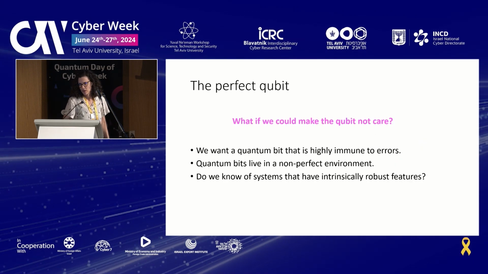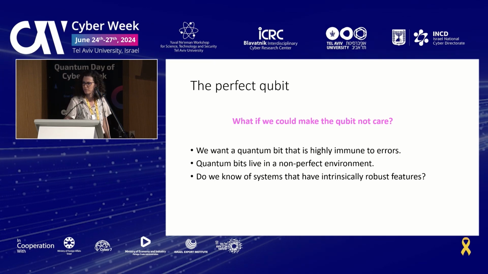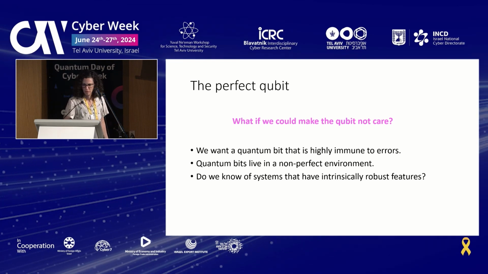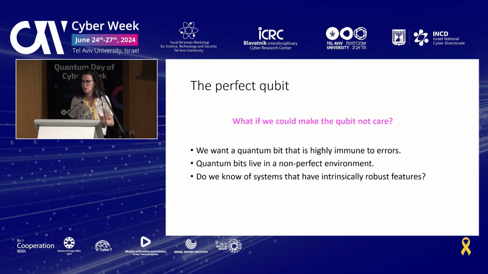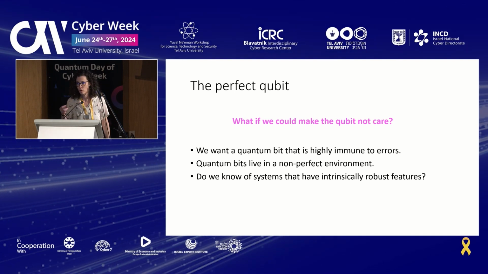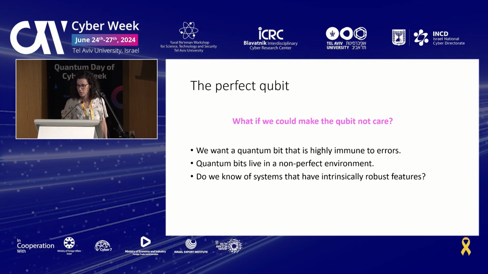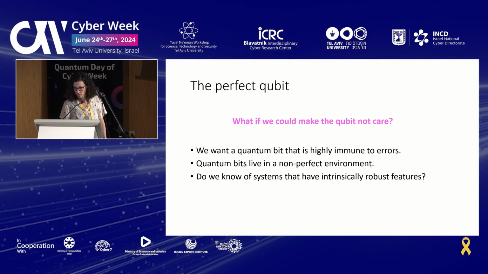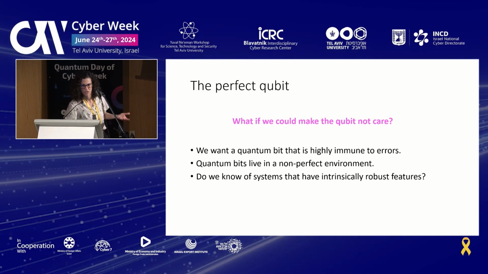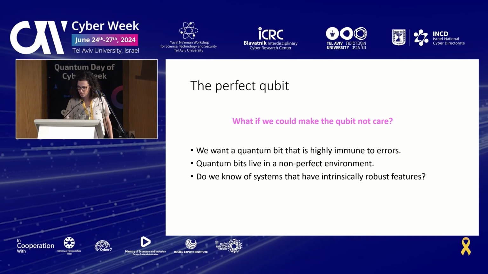And we are interested in the question, how do we get the perfect qubit? So we want a quantum bit that is highly immune to errors, but this is given that quantum bits live in a non-perfect environment. This is always going to be the case. Okay, so we can work very, very hard in order to clean up the environment in order to prevent couplings and to make disturbances less pronounced. But maybe we can come up with a qubit that doesn't care, okay? It just is more immune naturally, regardless of what perturbation is around.